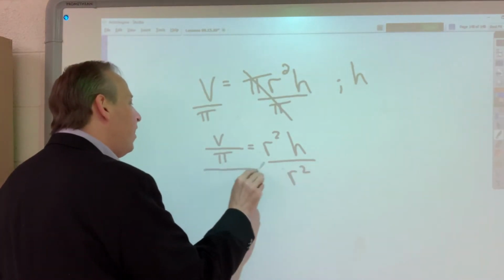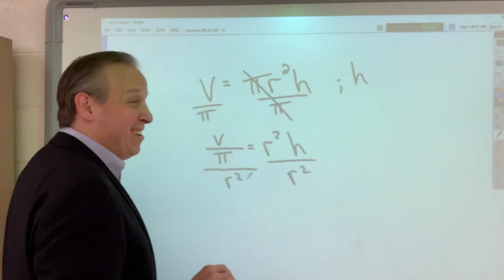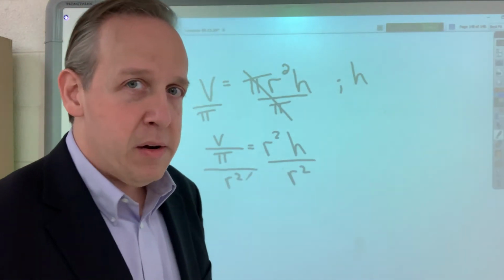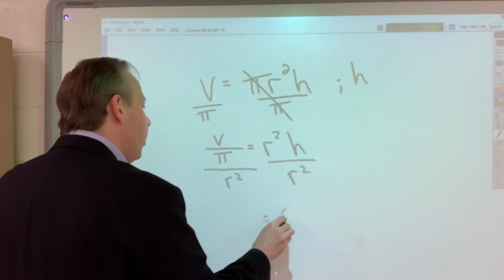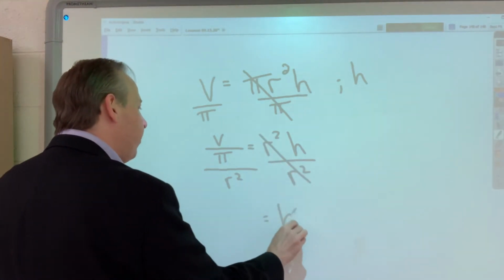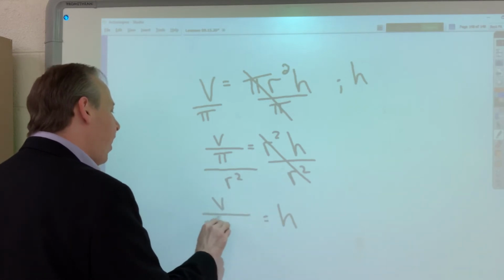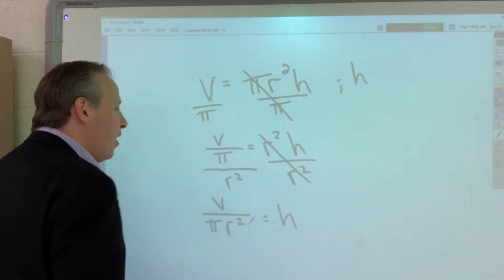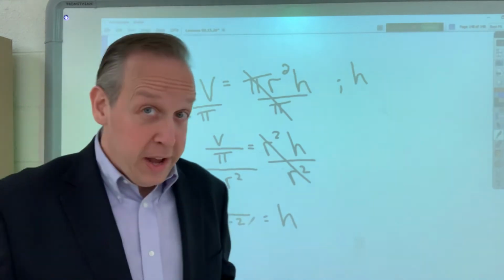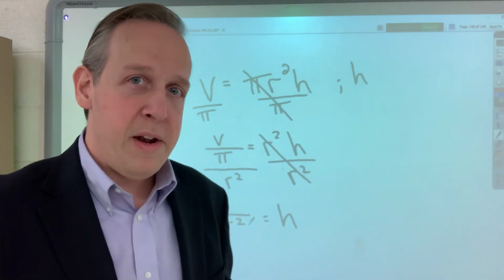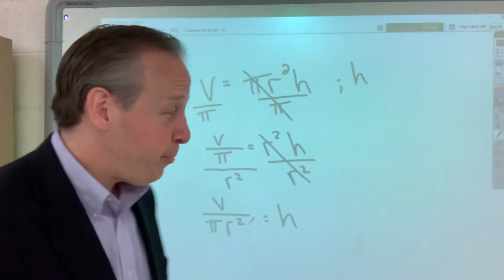When you divide a fraction by another number, it just goes into the denominator. I'll show you what that means. H now is by itself, and this is volume over pi r squared. Dividing a fraction by another number just sends that number into the denominator as a multiple.